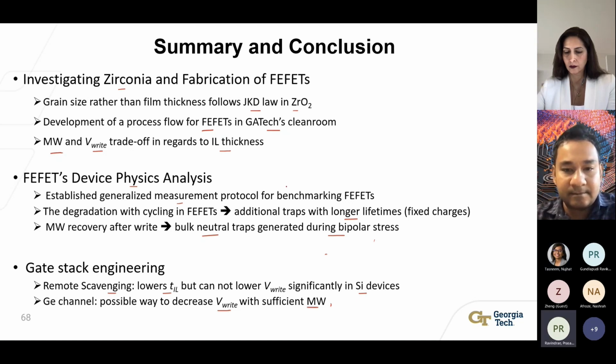Right. Conventional FETs have a much higher endurance, right, but FEFETs have a much lower endurance. And how does the switching of the ferroelectric correlate with it? That's a great question.